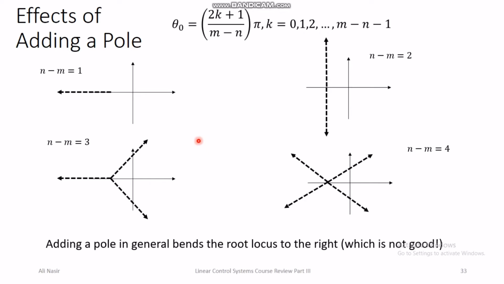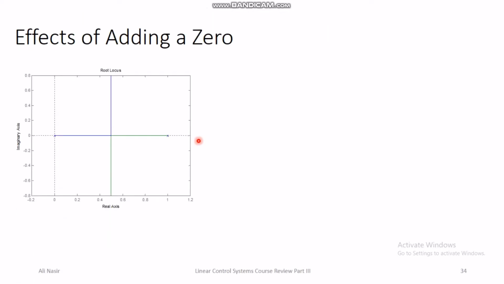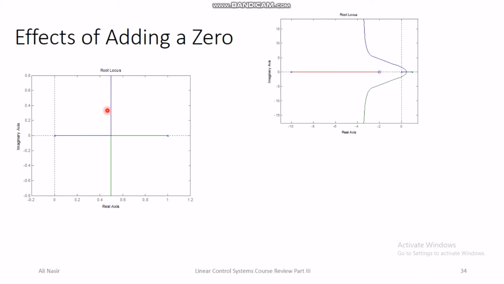So next is the effect of adding a zero. You can see the root locus of a transfer function without a zero that we just saw previously with the P controller, and then with the phase lead compensator, where we add a zero but we also add a pole.